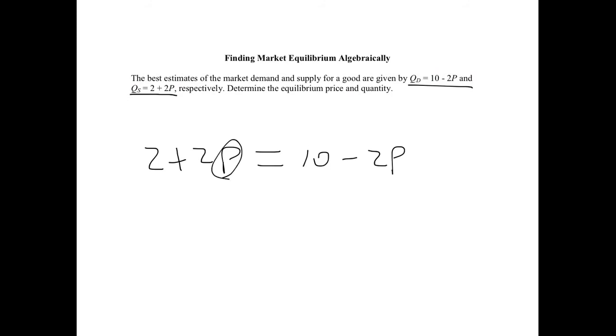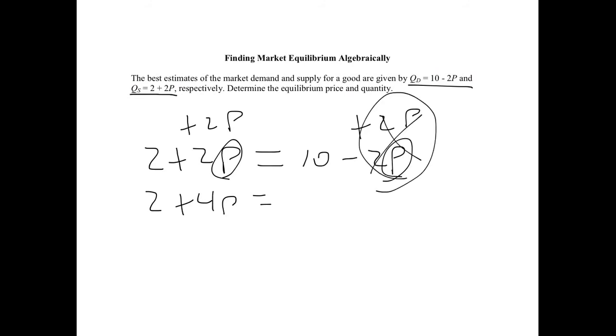Now you'll notice that we have an equation where we have the unknown p, which is the price. And from this point on, we just simply use basic algebra. I always like to try to get all the p's on one side of the equal sign, preferably on the left side. So to do that, I'm going to add 2p to both sides. And so that will give me 2 plus 4p equals, this all cancels, equals 10.